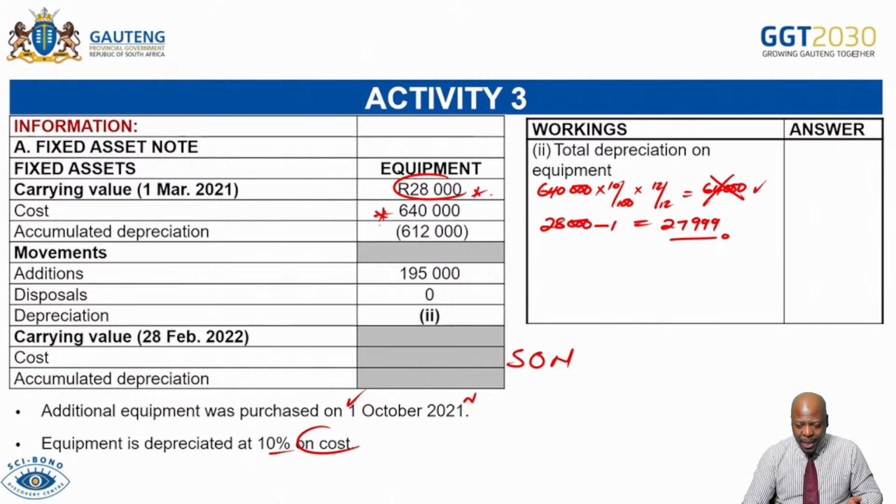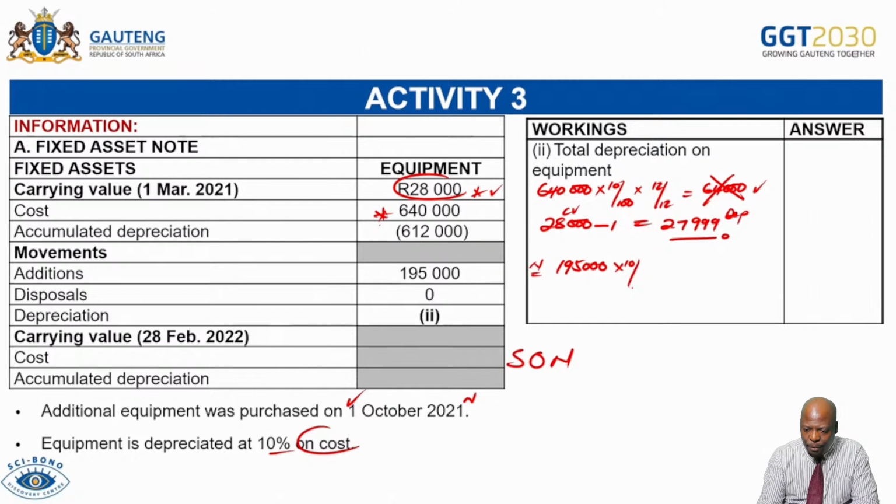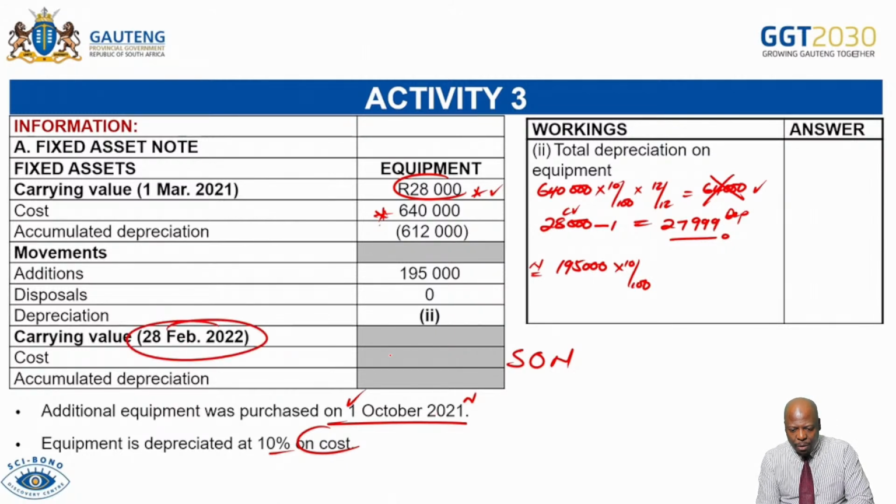So what we do, we take that carrying value of 28, we subtract R1, therefore that gives us depreciation for the old. Then we come now to the new. To the new, we are now saying the new is 195,000, and we're going to say 195 multiplied by 10 over 100. When did we acquire this one? It was acquired on the 1st of October 2021, and remember it's ending on 28th February. So we're going to count from October, November, December, January, February. That is how many months? 5 over 12.